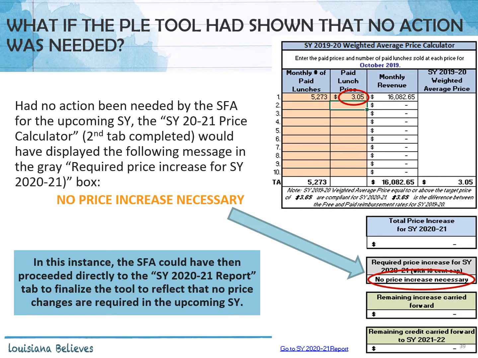What if the PLE tool had shown that no action was needed? If no action had been needed by the SFA for the upcoming school year, the school year 2021 price calculator, which was the second tab we completed, would have displayed the following message in the gray required price increase for school year 2020-21 box: No price increase necessary. In this instance, the SFA could have then proceeded directly to the school year 2020-21 report to finalize the tool to reflect that no price changes are required in the upcoming school year.